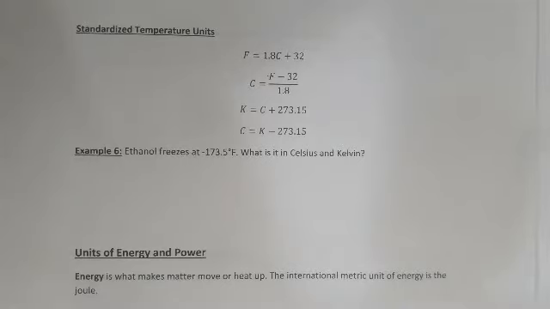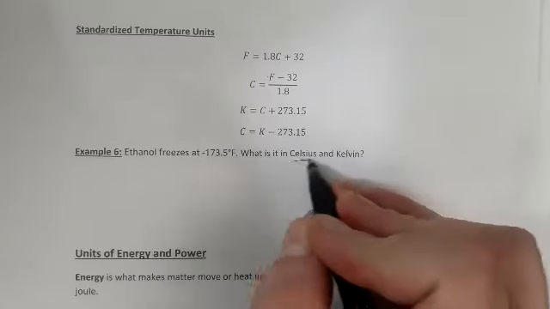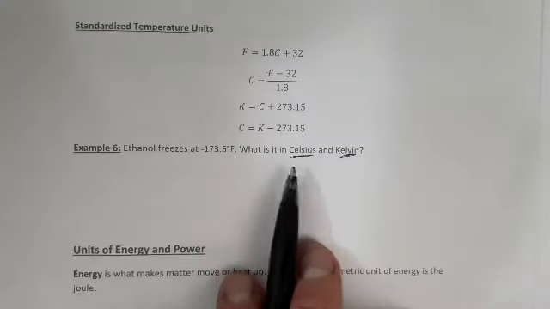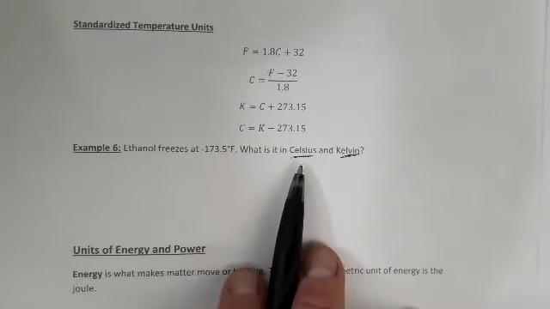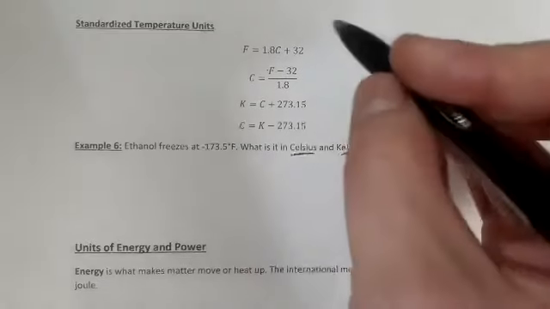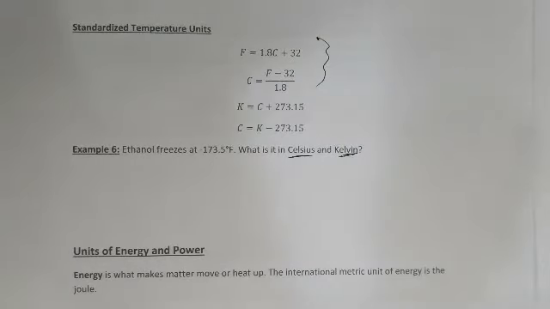So it says ethanol freezes at minus 173.5 degrees Fahrenheit. So what is the Celsius and what is the Kelvin? So what do we want to solve for? We want to solve for Celsius, we want to solve for Kelvin. We're going to probably have to do this thing first. So we have a Fahrenheit, we want to convert to Celsius. So there are two formulas we see here. If I'm being honest, it's the same formula, just rearranged. So you could use either one and it should give you the result.